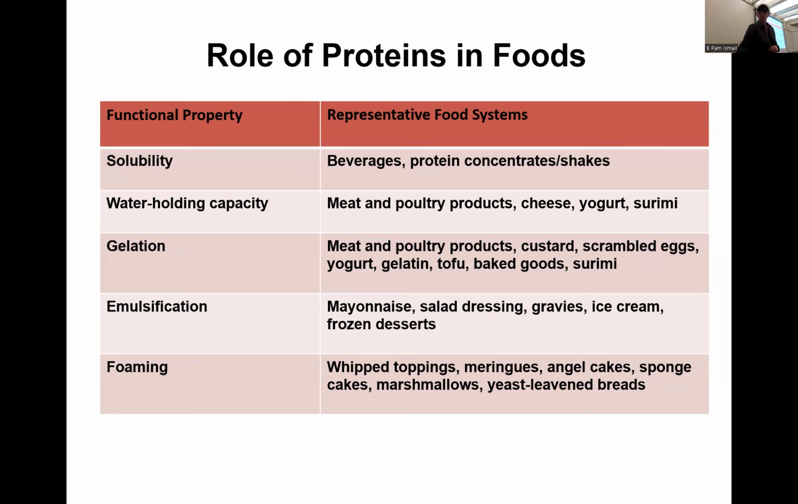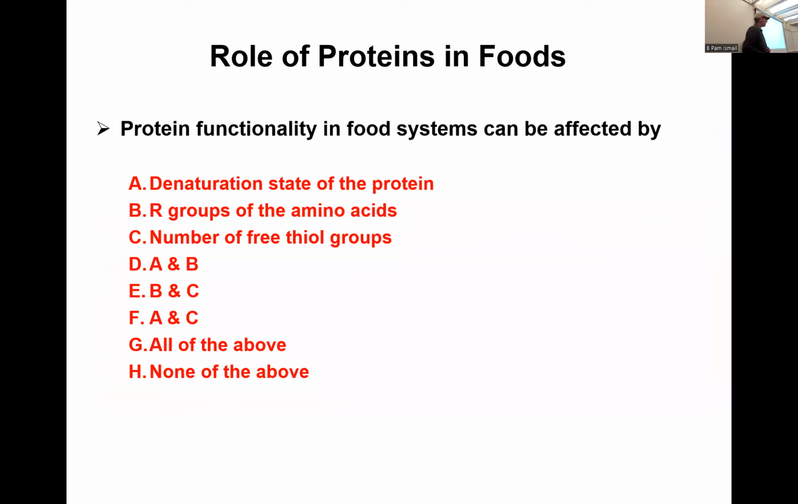Okay, so let's now see what you guys remember or know. Some of you already know this. Protein functionality in systems can be affected by the methylation state of the protein, the R group of the amino acids, the number of thiol groups. What is a thiol group?